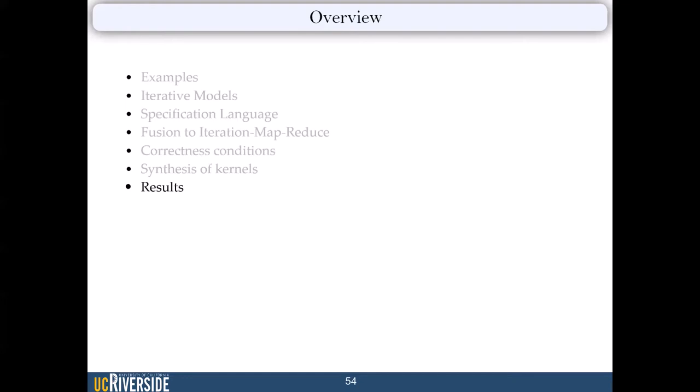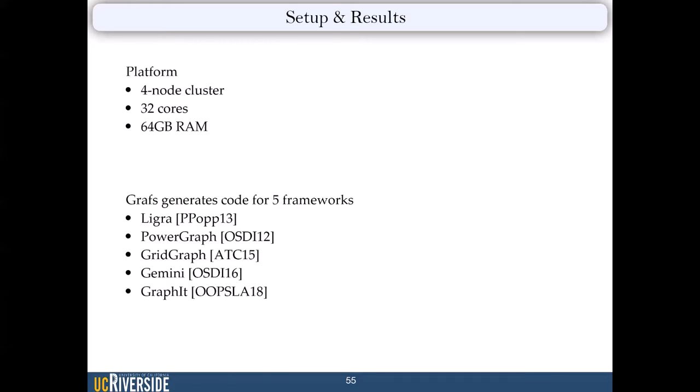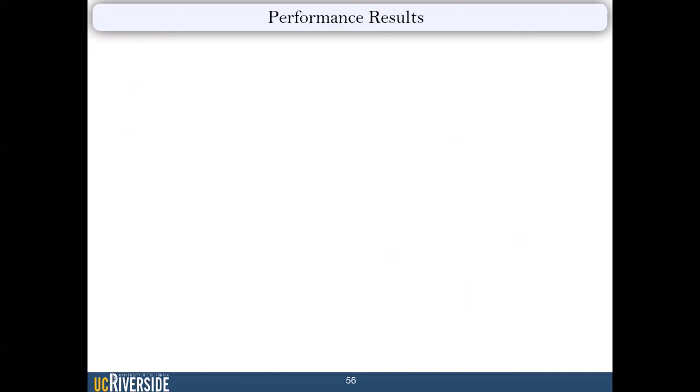Now I'm going to wrap up the presentation with a highlight of the experimental results. All the experiments are done on a four-node cluster. Graphs can generate code for Lygra, GridGraph, Gemini, PowerGraph, and Graphit runtimes. This table shows the list of the use cases that Graphs successfully synthesized. We observe that Graphs can generate each use case efficiently in less than 2 minutes. Also, comparing lines of code written for each program in different frameworks versus the Graphs specification language shows that programs written in Graphs are significantly smaller.